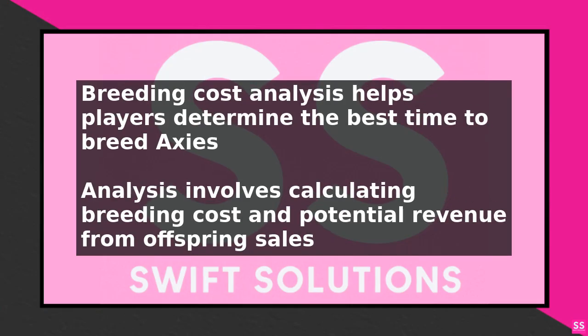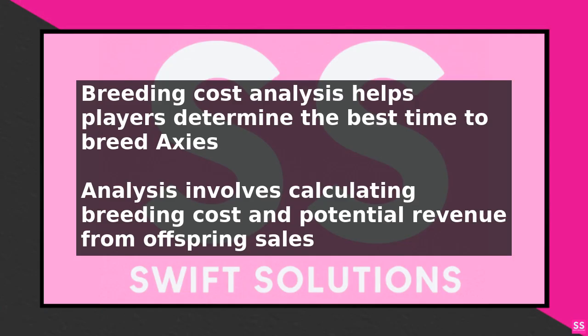For example, if an Axie has been bred 3 times and the cost of breeding is 1500 SLP, a player must consider whether the potential revenue from selling the offspring justifies the cost. If the offspring is likely to sell for a high price, the cost may be worthwhile. However, if the offspring is unlikely to sell for a high price, the player may be better off waiting until the Axie has been bred fewer times.